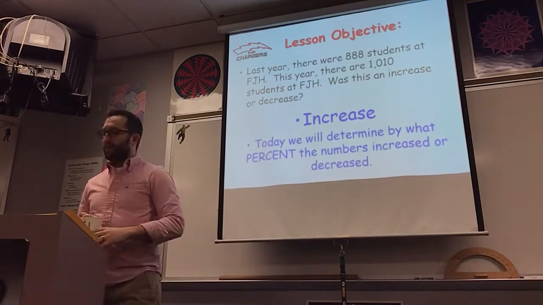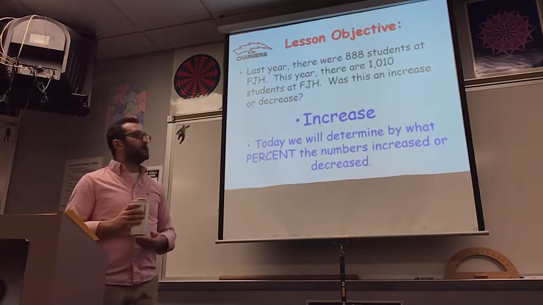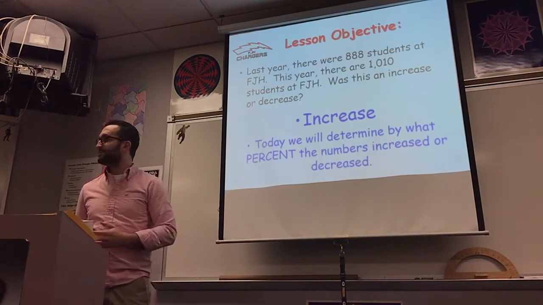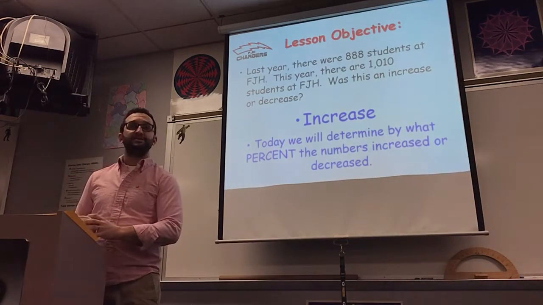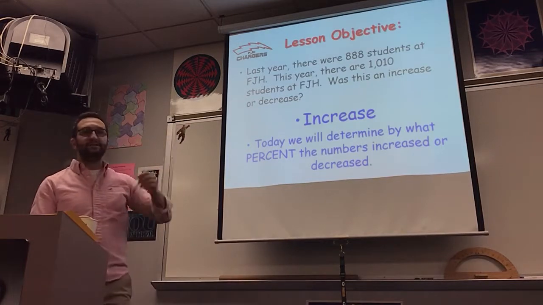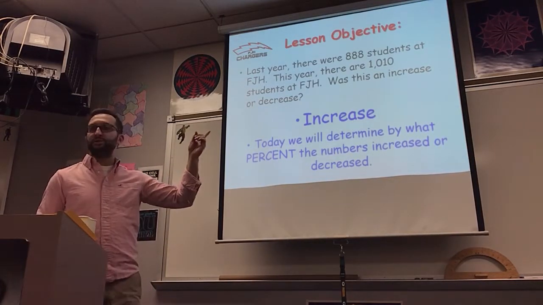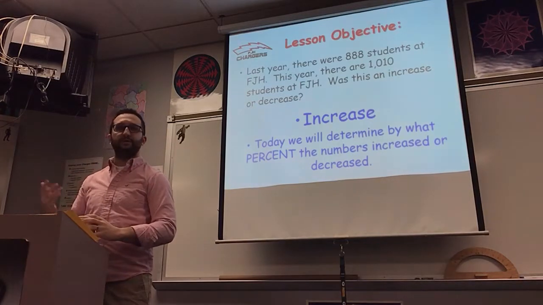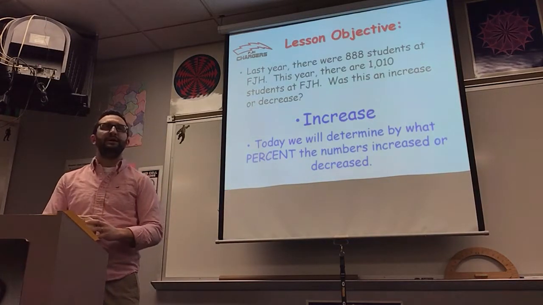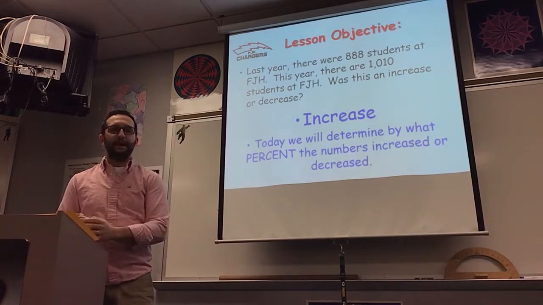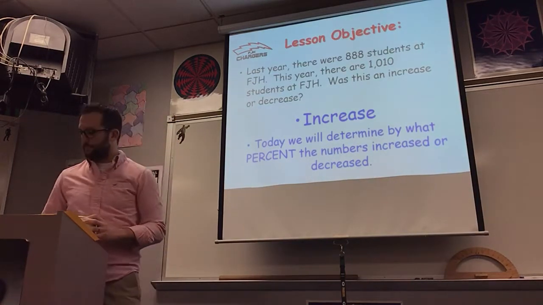We are not going to do 1,010 divided by 888. We're not going to do 888 divided by 1,010. We will have to process the numbers that were given and then do something with them. You won't be able to just use the numbers that are given like we've been doing. We have to think about them. It's kind of like when we've been adding tax and adding amounts. That's what we're looking at for today.